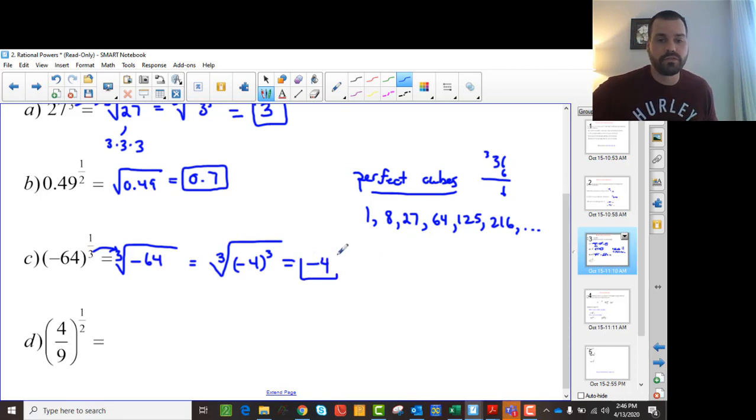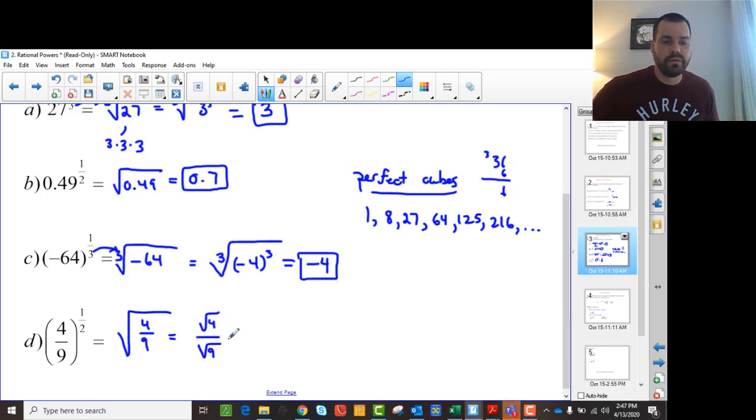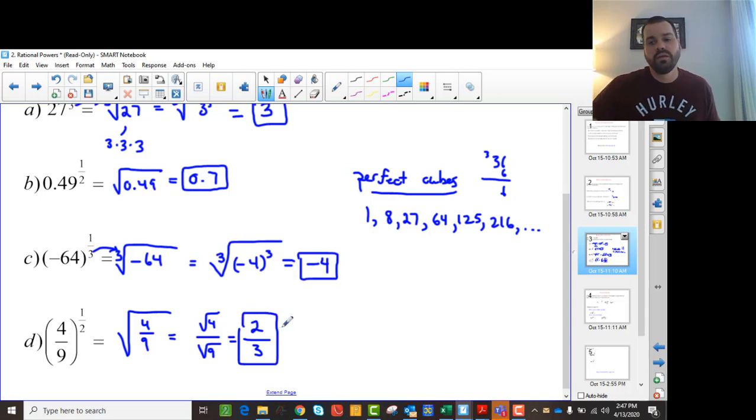And then that gives me minus 4. Then we have 4/9 to the 1/2. That becomes the square root of 4 over 9. When you're doing that, you're going to split it, so it's the square root of 4 divided by the square root of 9. The square root of 4 is 2, and the square root of 9 is 3, so it becomes 2/3. Okay? That's how we work with rational powers.